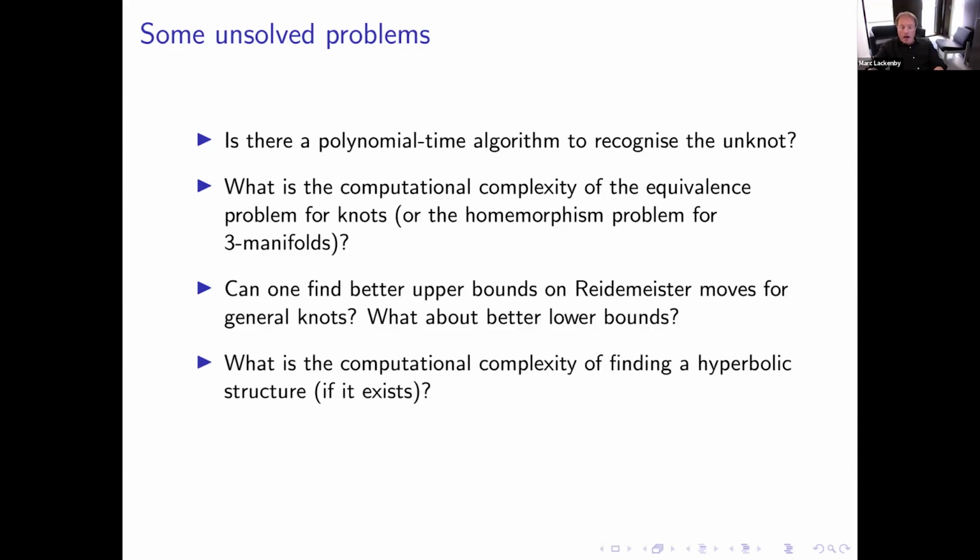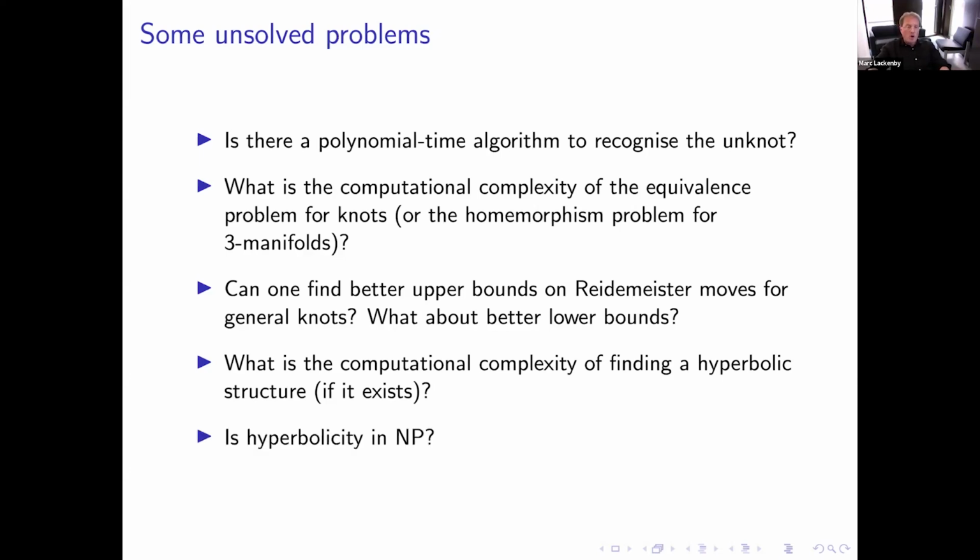As I mentioned, I think hyperbolic structures are a particularly promising way forward. But what is the computational complexity of finding a hyperbolic structure if it exists? You can find upper bounds, but they're not very good. That's one of the key methods that Kuperberg used. In practice, it seems that finding a hyperbolic structure can be done efficiently.